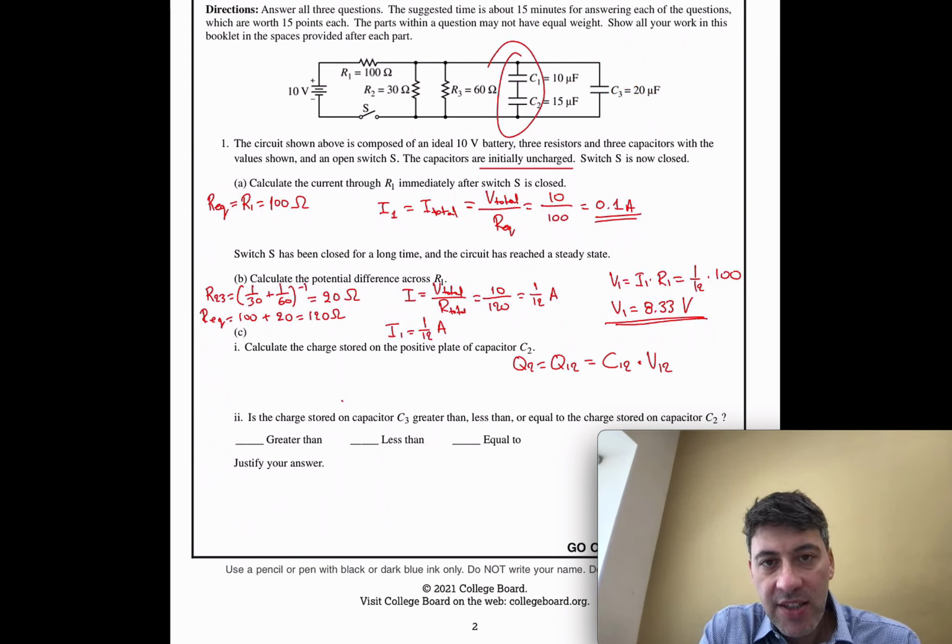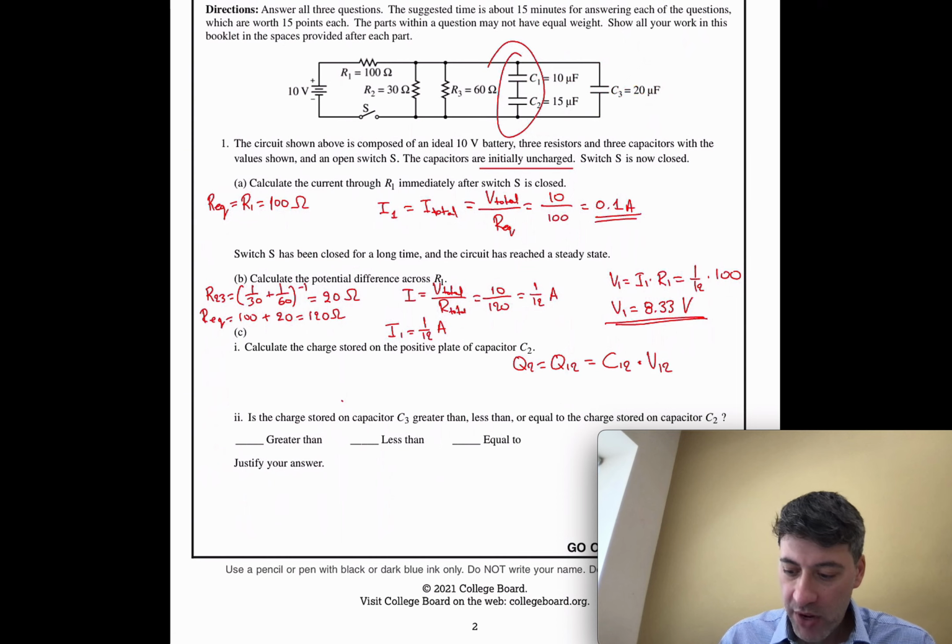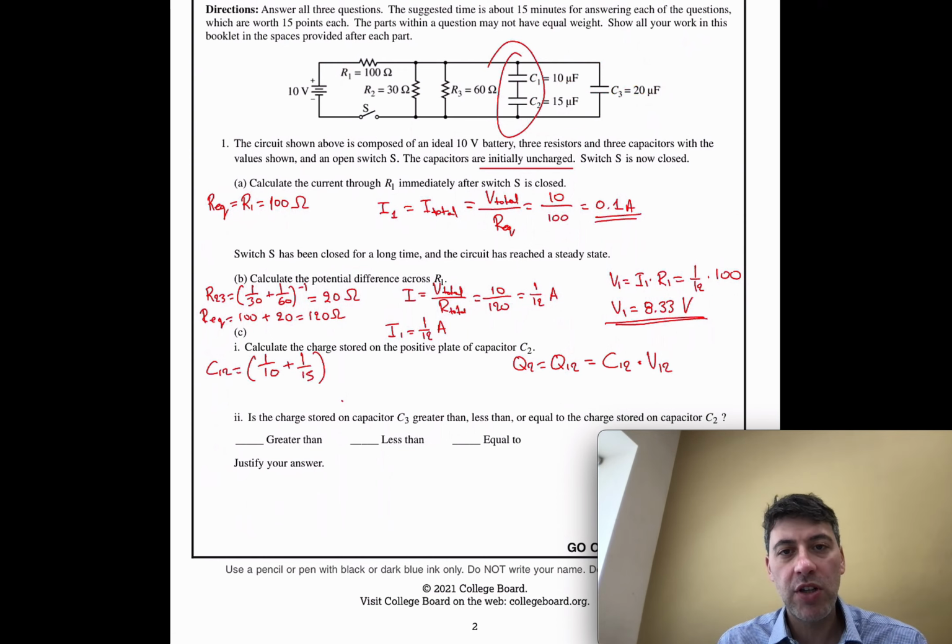Now, the capacitance C12 is not difficult to find. So we'll say they are in series. So 1 over 10 plus 1 over 15. We don't need to convert with 10 to the power of negative 6. The result will be in microfarads. So 3 over 30 plus 2 over 30 is 5 over 30. And if we flip it, it will be 6 microfarads.